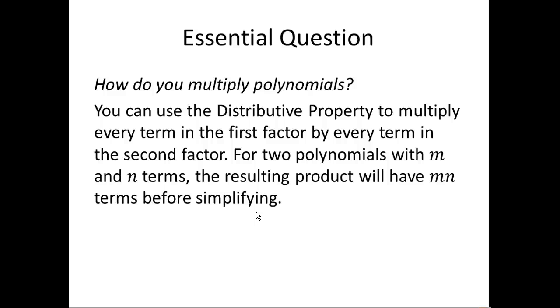Alright, so the question that we answered is, how do you multiply polynomials together? Well, you can use the distributive property to multiply every term in the first factor by every term in the second factor. For two polynomials with m and n number of terms, the resulting product will have m times n terms before you simplify. Notice that whenever you multiply, for example, two binomials together, you're multiplying a polynomial with two terms and another polynomial with two terms. You end up with 4 terms. The first product, outer product, inner product, and last product. So the resulting product, you would have 2 times 2 terms, which is 4 terms.